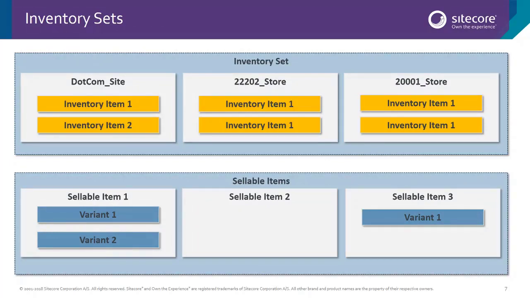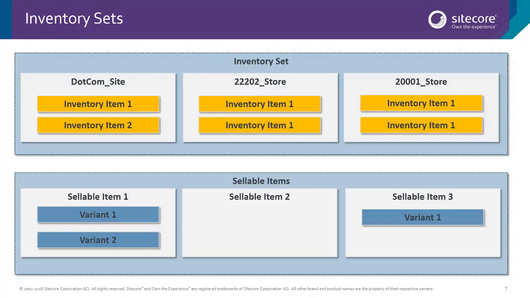In Experience Commerce 9, we have a new concept called inventory sets. The idea behind an inventory set is that it can be used to represent inventory in multiple locations. In this example, we have inventory for a website as well as 2 Washington, D.C. metro area stores, but you could use inventory sets for multiple websites, multiple distribution centers, allocations to third parties, or even for things like shipments and cross-docking.